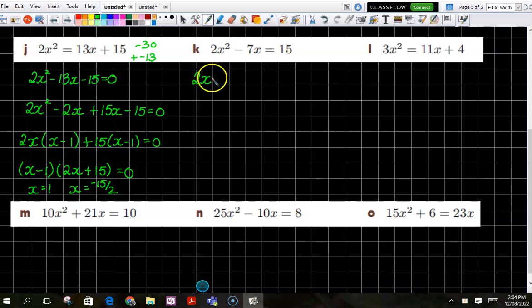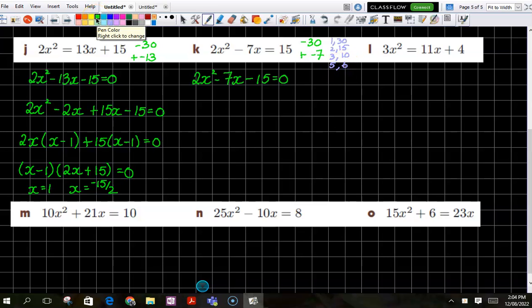We should be in the zone. Once again, we're dealing with minus 30, but this time they have to add up to be minus 7. So what are your factors of 30 that add up to be 7? We've got 1 and 30, 2 and 15, 3 and 10, 5 and 6.